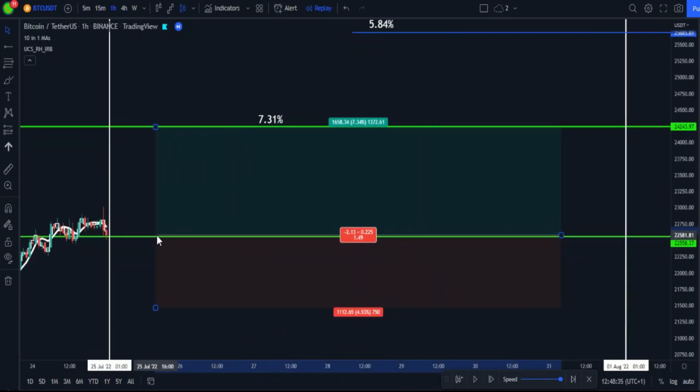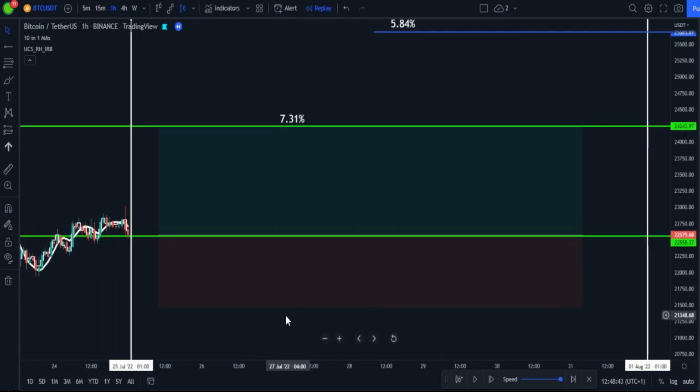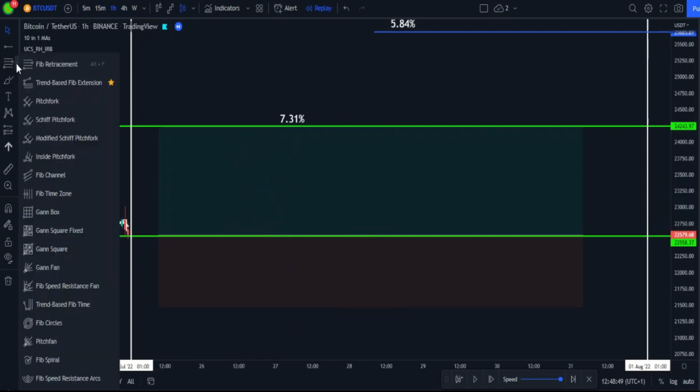Now that we have set the total level of the take profit and we also set the level of the stop loss, we move forward to set the profit levels, which are TP1, TP2, 3 and others. And to do this, let's take the Fibonacci tool from here.